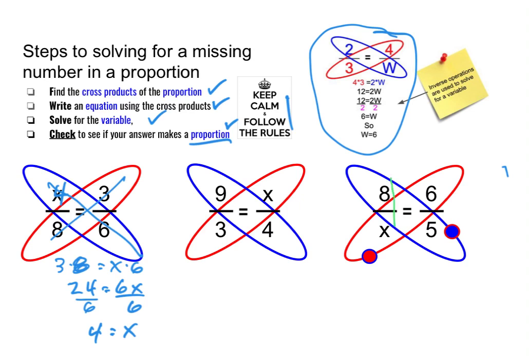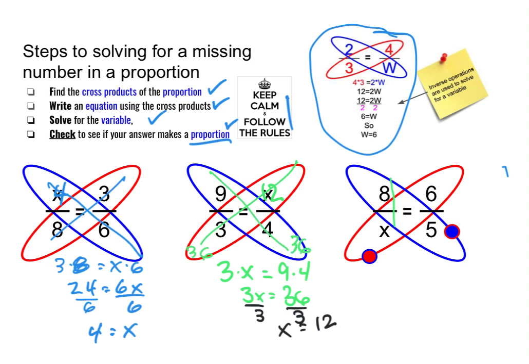Okay, here we go. Find the cross products. The cross products would be x times 3, or 3x, is equal to 9 times 4. 3x is equal to 36. We see multiplication, so we do division, and x is equal to 12. If x is equal to 12, our cross products would be 36 and 36, so our answer is correct.